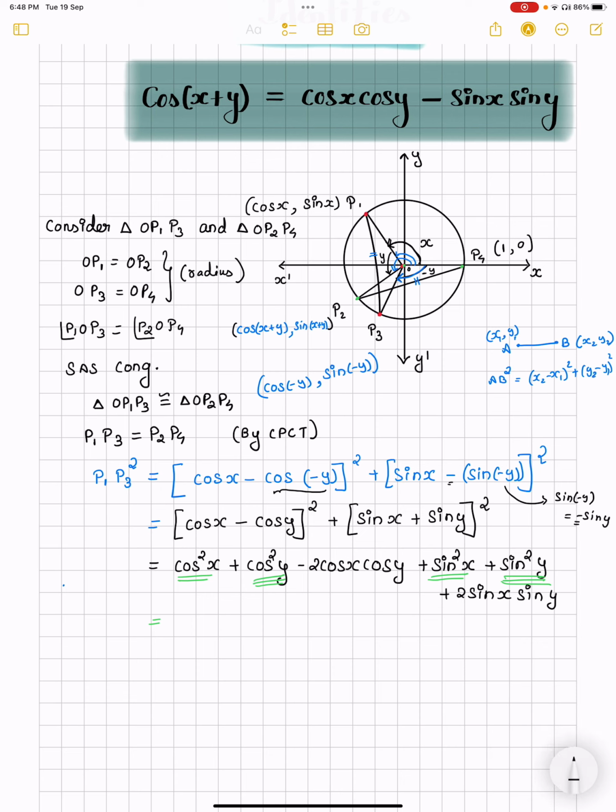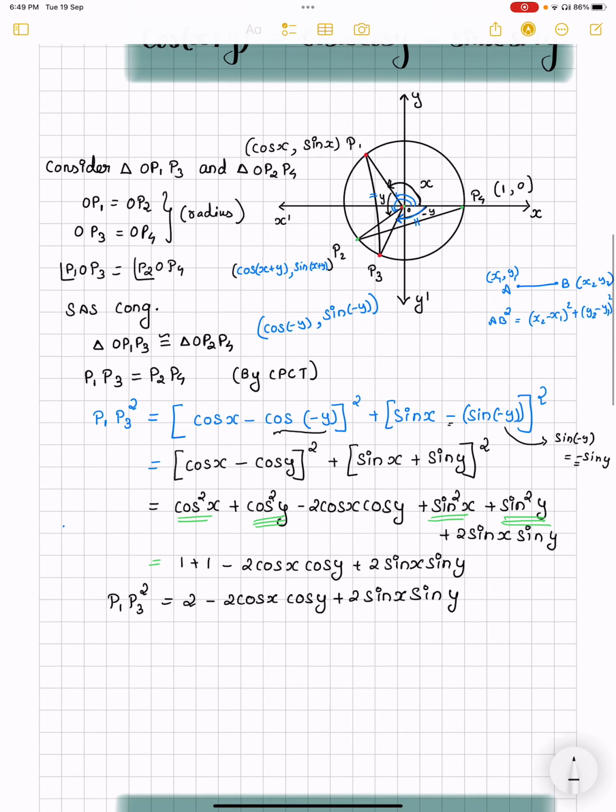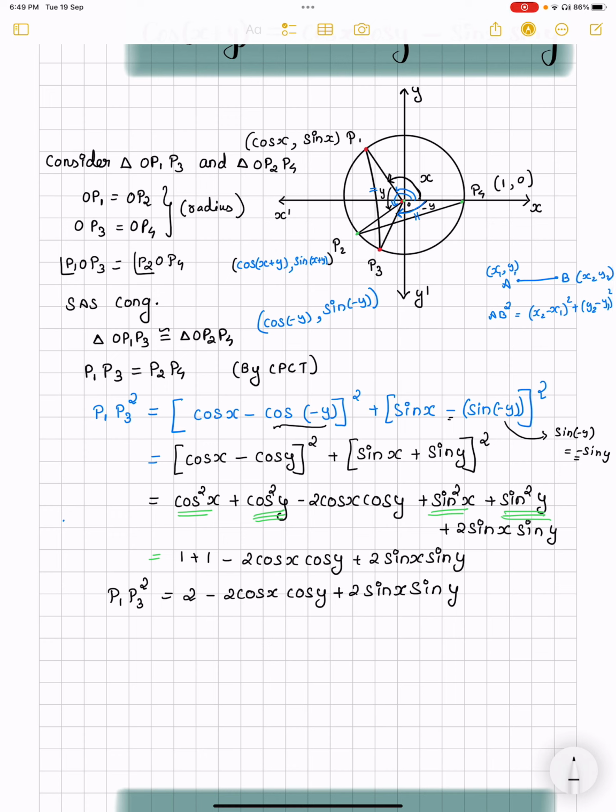So I'm having 1 plus 1 and then minus 2 cos x cos y and then plus 2 sine x sine y. So this is equal to 2 minus 2 cos x cos y plus 2 sine x sine y. This is what I have got. Now let's keep it aside for some time because we need to do the other one, distance. We found out P1, P3 square. Now we are going to do P2, P4 square.